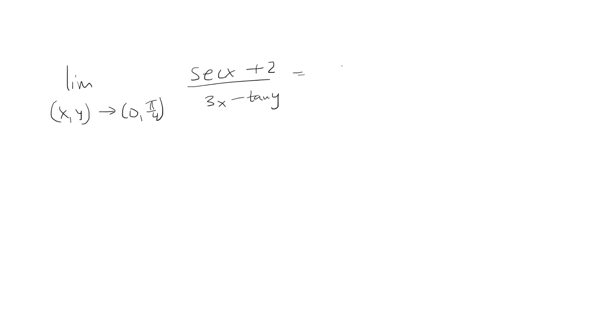In the next limit, we have x and y approaching 0 and pi over 4, rather. Secant of x plus 2 all over 3x minus tangent y. So for this one we can plug in x equals 0, and then y is pi over 4.